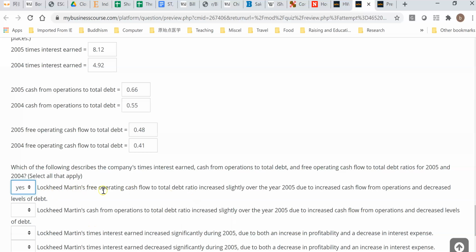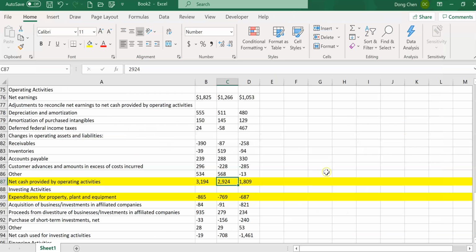Oh, actually, for the first part, we need one additional analysis, which is about capital expenditure, right? I think we forgot that. In this case, capital expenditure actually has increased, right? If you look at the absolute value, increased from 769 to 865. So we need to subtract a larger number.